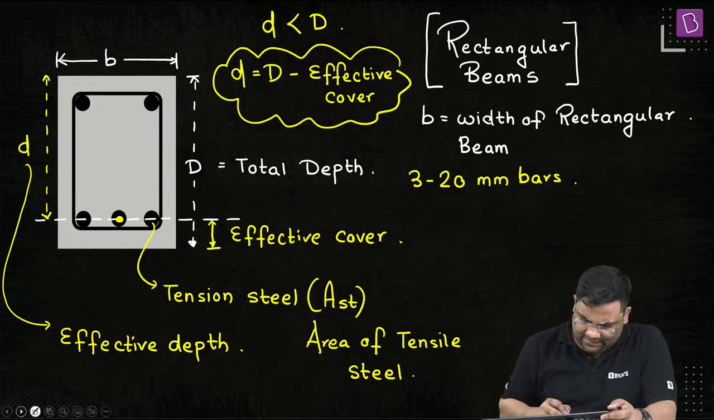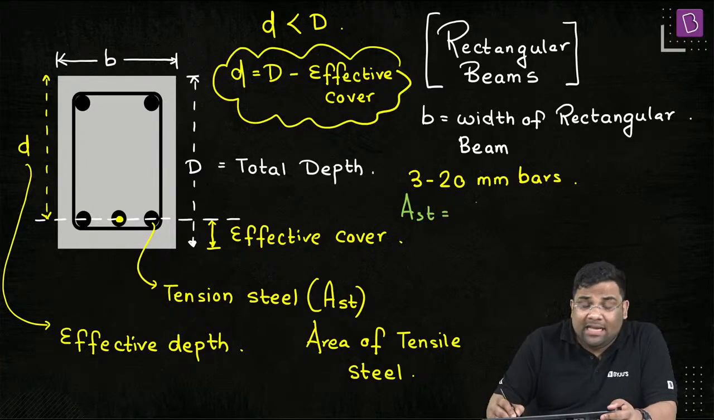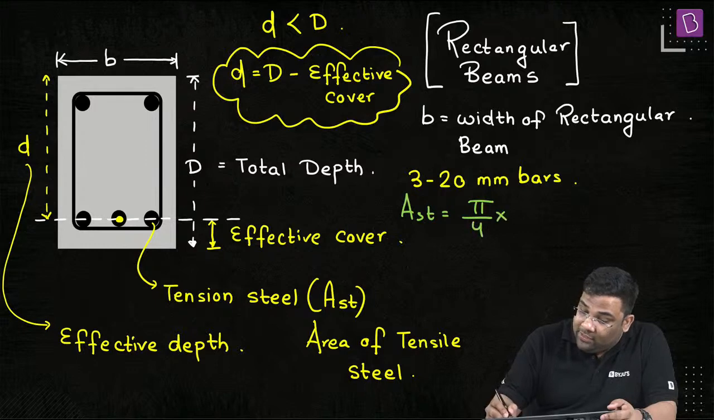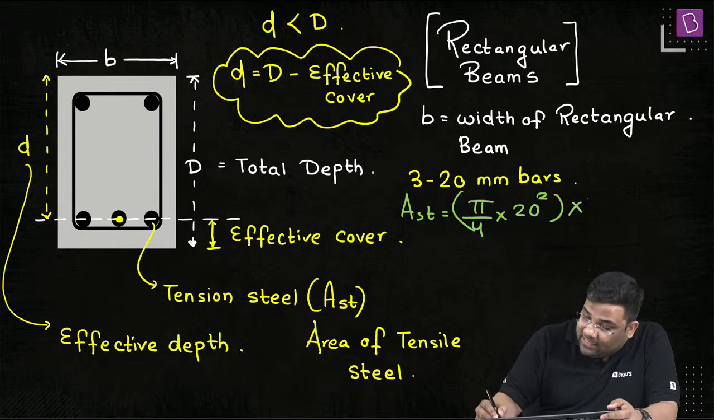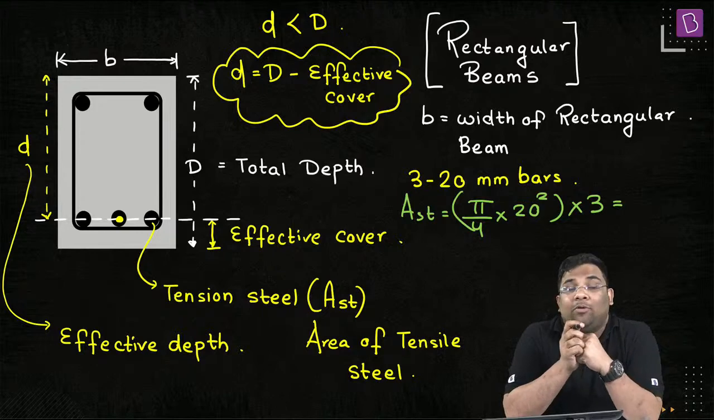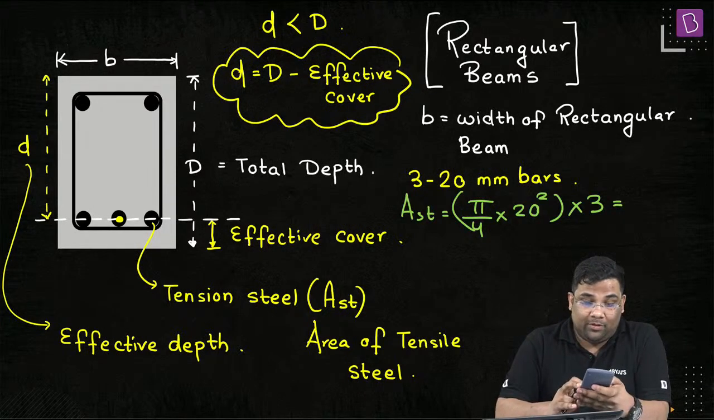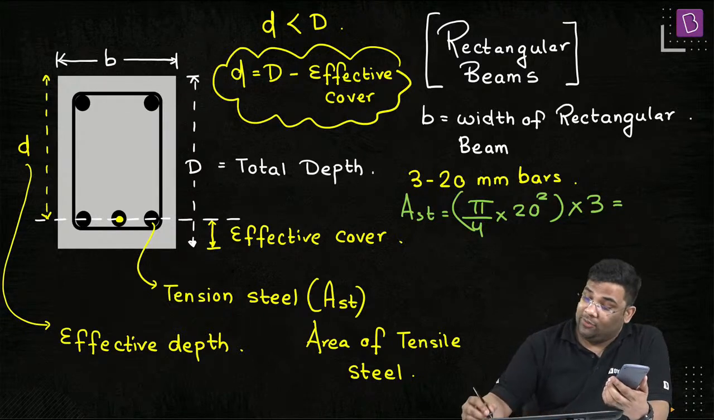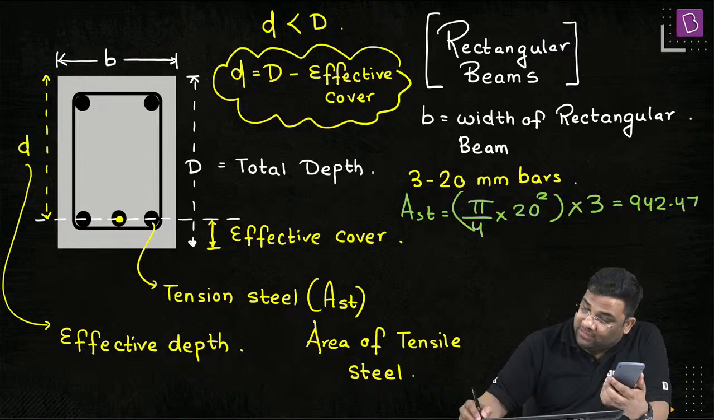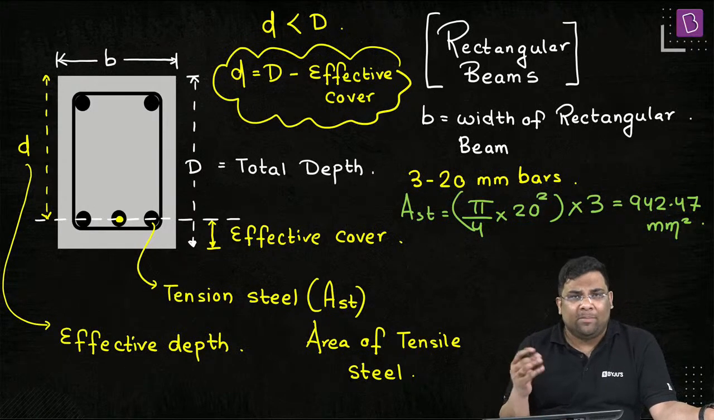Then how to find out the Ast? Very easy. For one bar, it's a circular bar, so the area is pi by 4 into diameter square. And then three such bars are there. Everyone, please pick your calculators and tell me what value you are getting. I am getting 942.47 mm².